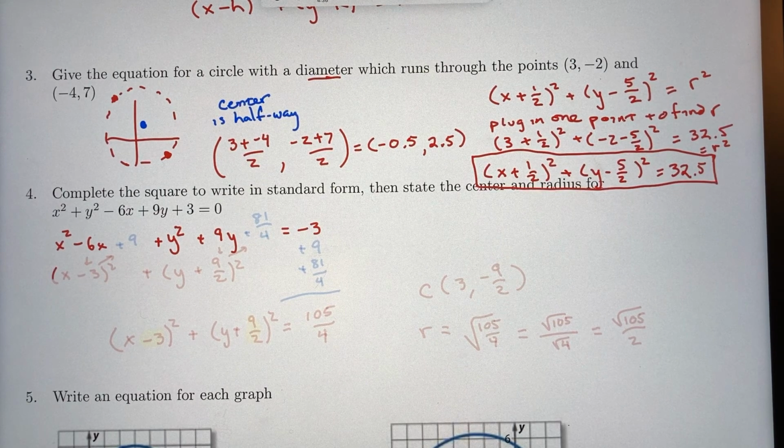Okay, so I like to say half the middle, -3, and then square it. So I'm adding 9. And then on the second one, y squared inside, half the middle, and then square it. What is 9/2 when you square it? Square the top and square the bottom.